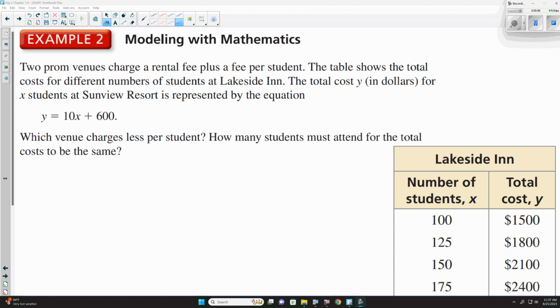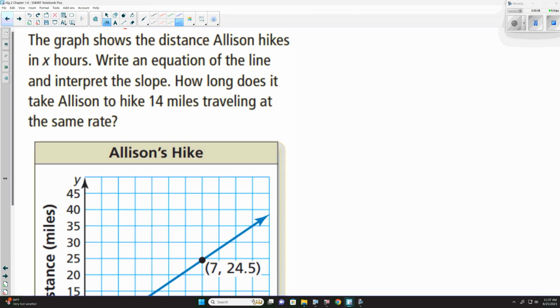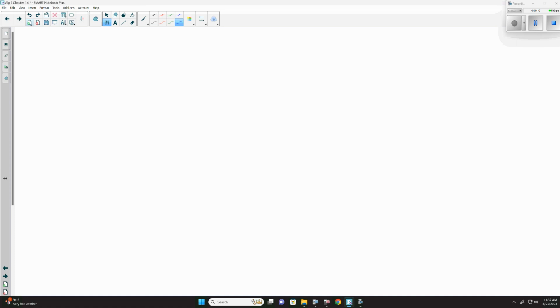Going to go on and get started with today's lesson. Now, what we've been talking about is equation of lines, 1.4. So we started the note sheet yesterday, and we finished up with the problem about the hiker.